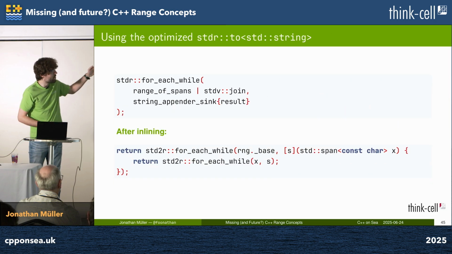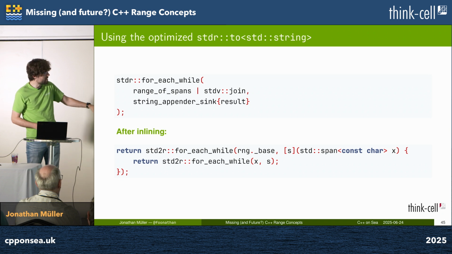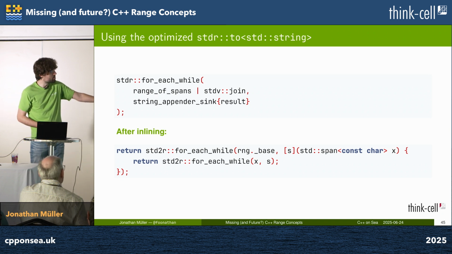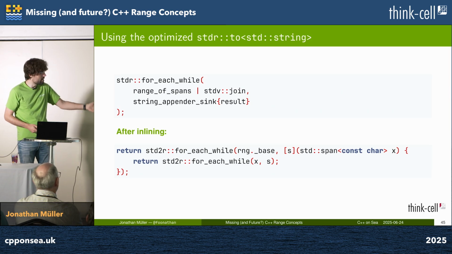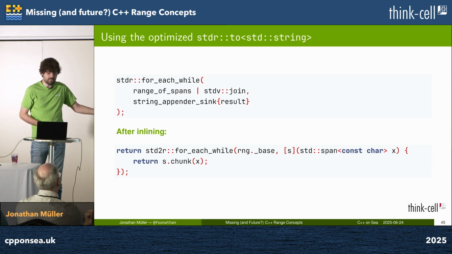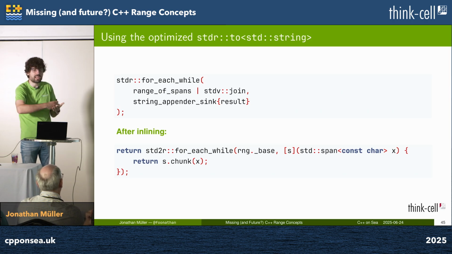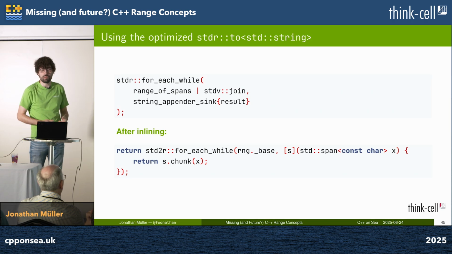Because now, if you call for each while on a joined range of spans with a string appender, after a single level of inlining, join gives you the two nested loops. And the inner for each while is a span that the sink knows how to handle. So this ends up just calling the chunk member function, which does the append of the entire chunk. So just for free, we get the ability to handle contiguous chunks of memory, or whatever we want, more efficiently. And this is really, really powerful.